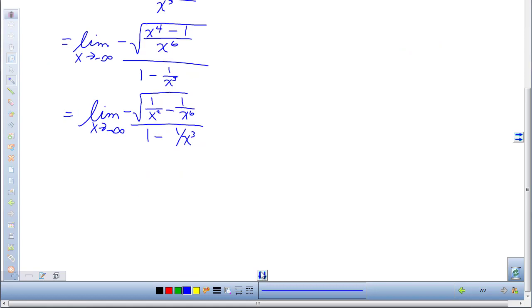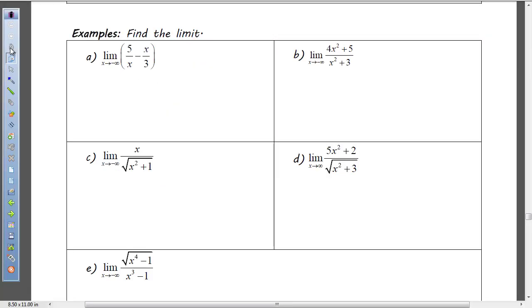And so if that's the case, we already said the limit of each of these is 0. Square root of 0 is 0. The negative no longer matters. On the bottom, we're going to get 1 minus 0. So the overall limit as x approaches negative infinity for this one is 0. All right, let's take a look at just a couple more.